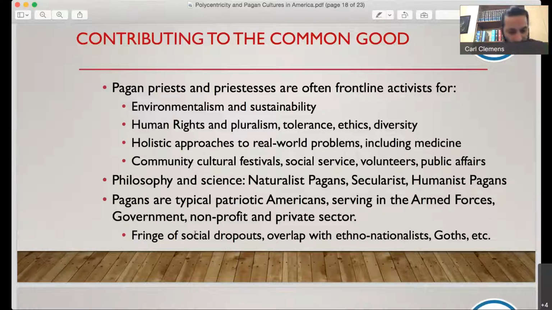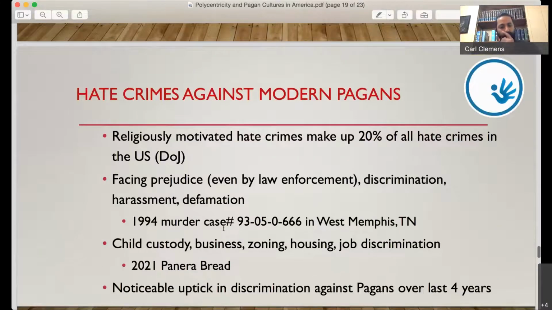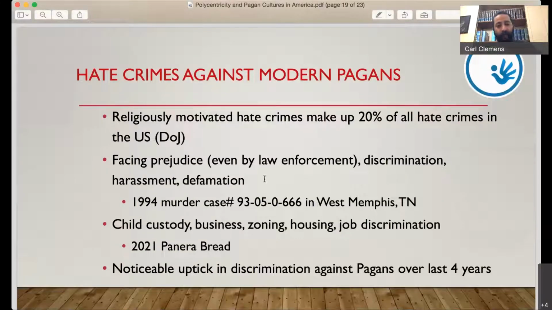So not all pagans are ethno-nationalists, and not all pagans are Goths. Those are just fringe elements within the pagan community. Hate crimes against modern pagans continue. 20% of all hate crimes are religious, according to the US Department of Justice, and so far, only a small percentage of them are reported to be against paganism.